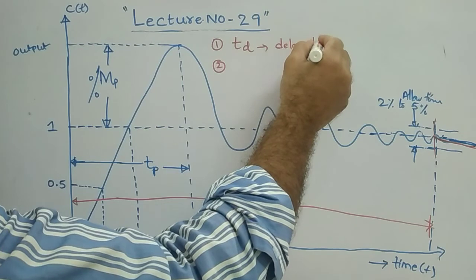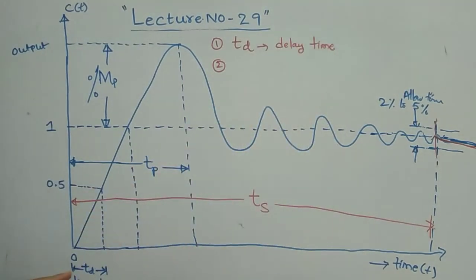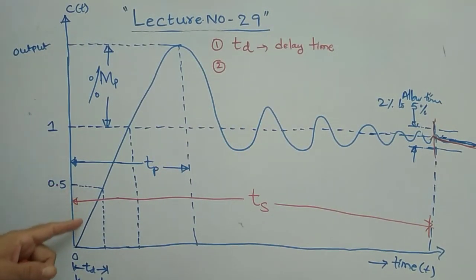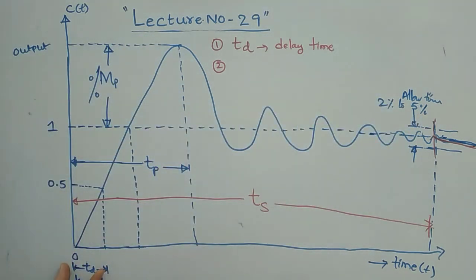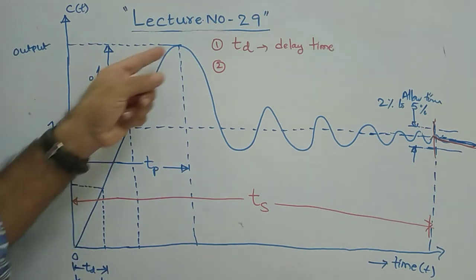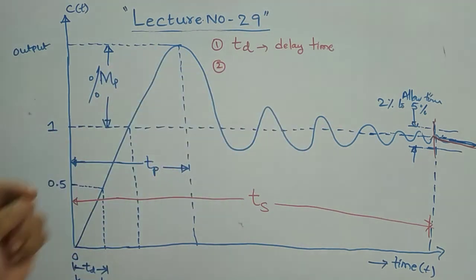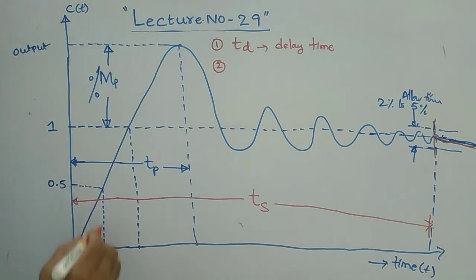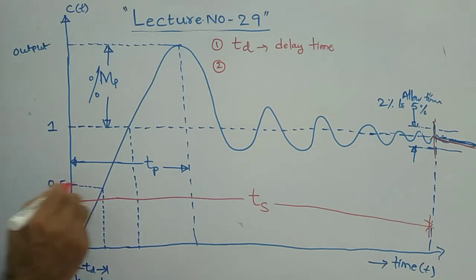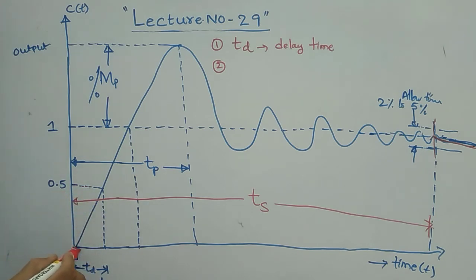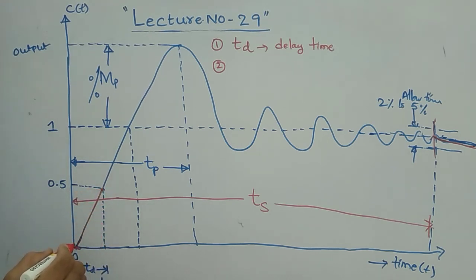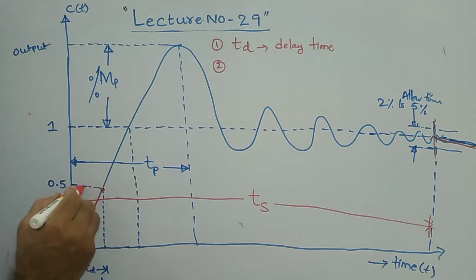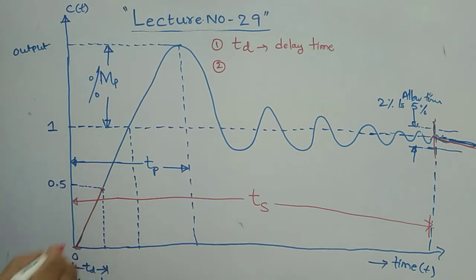It is called delay time. What is delay time? Delay time is the time required for the response to reach 50% of its final value. The graph starts from 0 and reaches up to 50%. That particular time, required for the response to reach 50% of its final value, is called delay time.